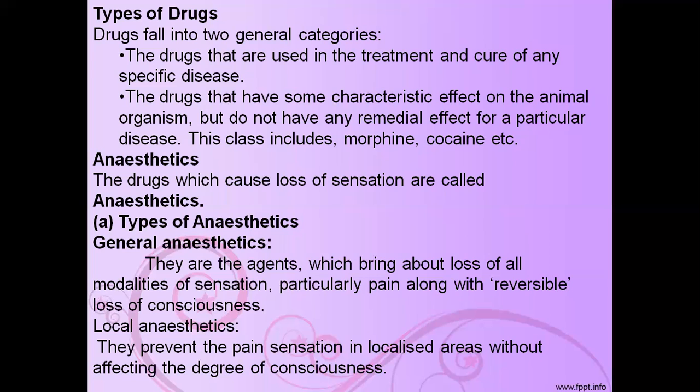Okay? So this anesthetic is further divided into two kinds, general anesthetics and local anesthetics. They are the agents which bring about the loss of all modalities of sensation, particularly pain, along with reversible loss of consciousness. For example, when a surgery is carried out on internal organs, these anesthetics are given. The patient loses consciousness for a specific period of time, and gets it back later.